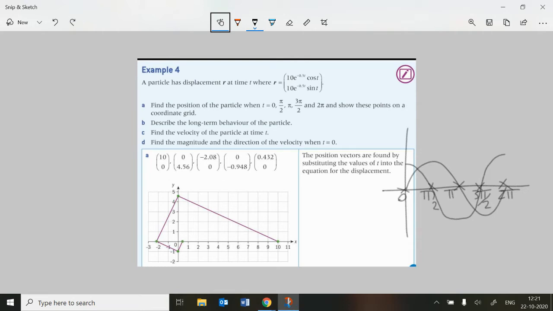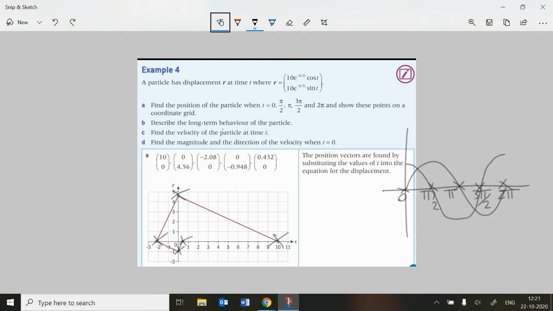Obviously, make sure that you're set up in radians. So that's pretty straightforward. We get the coordinates, and then we can plot these points on a coordinate grid, and you can see that we're starting here, and we're kind of spiraling inwards. Now, obviously, we're just joining those points up, but if you chose, say, for example, pi over 4, you would expect that that wouldn't exactly be on here, and I would expect that it's somewhere around here to make this kind of smoother spiral. Okay, so describe the long-term behavior of the particle. Well, you can see that it is spiraling in towards 0. So that will be sorted out there.